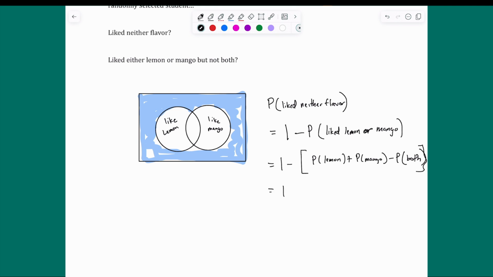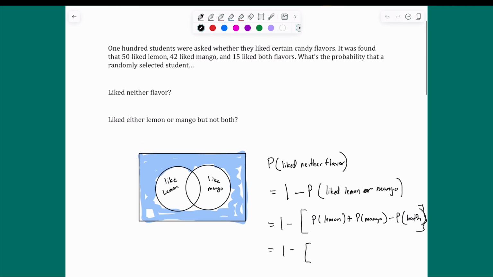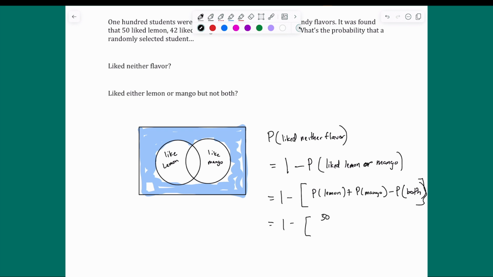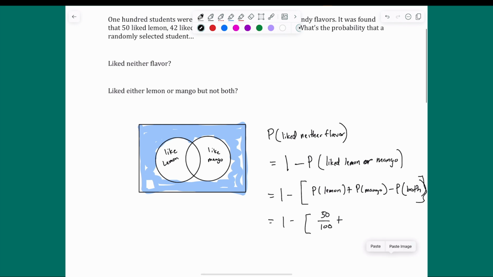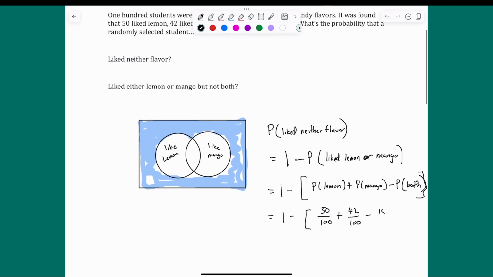Okay, so then of course we know how many people liked lemon. There were 50 out of 100 who liked lemon. And there were 42 who liked mango out of 100, and then minus those who liked both. Which we're given is 15 over 100. Okay, so let's find what that is. All right, so let me take a calculator. From my calculations, I get 77 over 100.